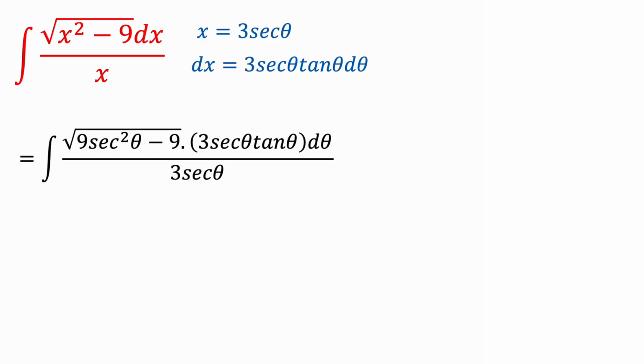Perfect. What does the denominator have? An x. What was x? 3 secant theta. Well done, everyone. I see that everyone is saying this. Perfect. Now, for simplification, we have 3 secant theta. The numerator and denominator will simplify.